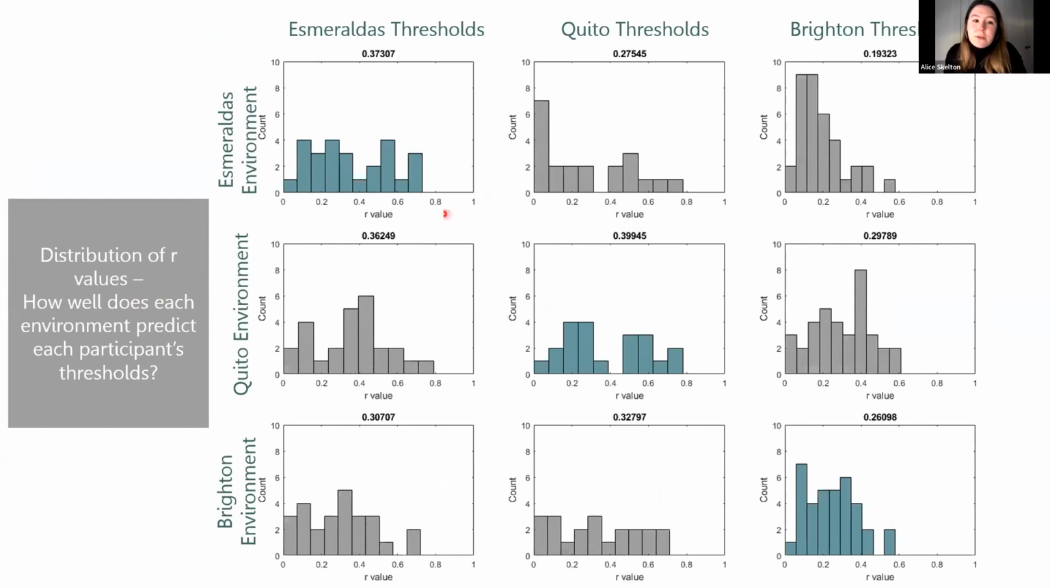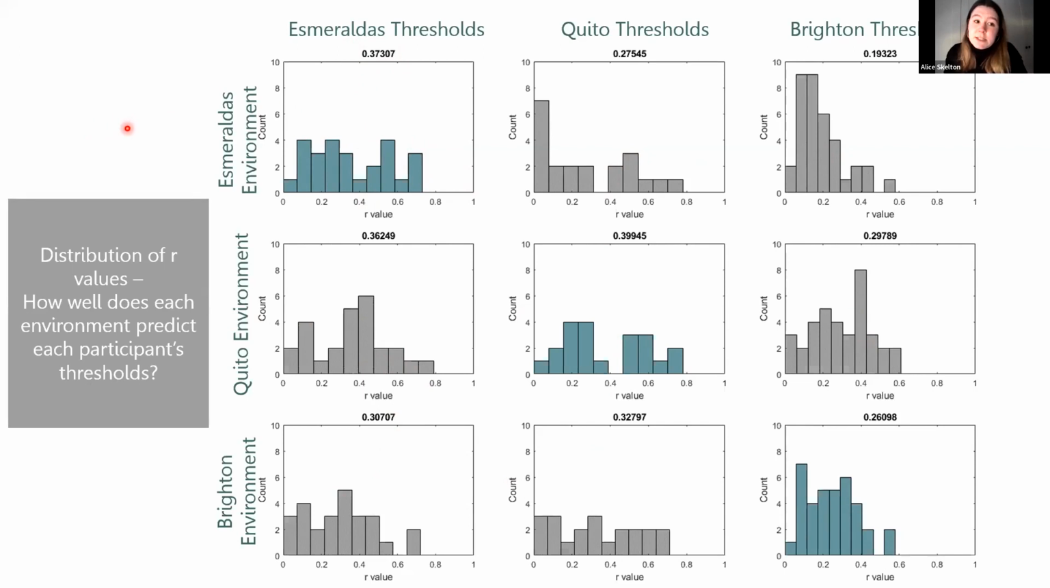So along the diagonal, you have participants' thresholds correlated with their own environment. So Esmeraldas correlated with their Esmeraldas environment, Quito thresholds correlated with Quito environment, and Brighton thresholds correlated with Brighton environment. And then the other figures show you what happens when you correlate those thresholds with the alternative environments for those participants. And the numbers atop each figure show you the average R value for this particular distribution. And you can see that there isn't one that stands out as being particularly different from the other distributions.